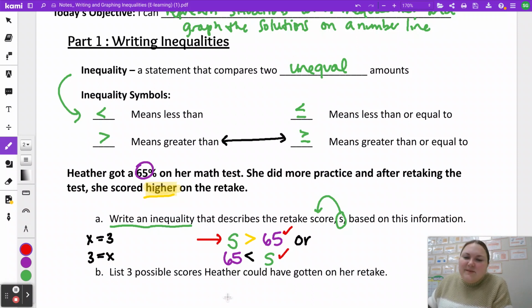What are some of those possible scores she got on the retake? I didn't tell you her retake score, but you can give me some possible answers. Go ahead, pause this video now and try to write down 3 possible numbers.